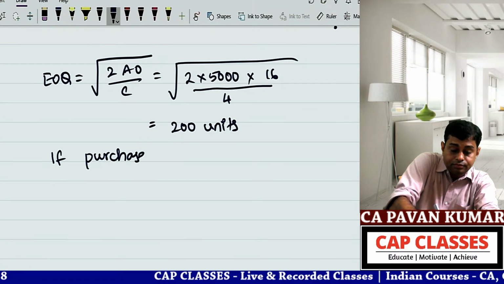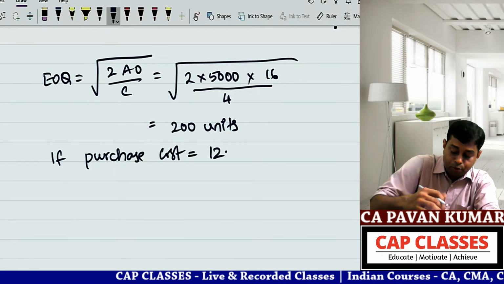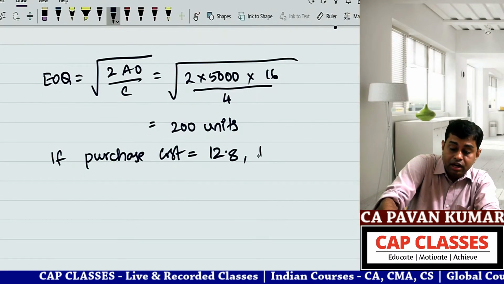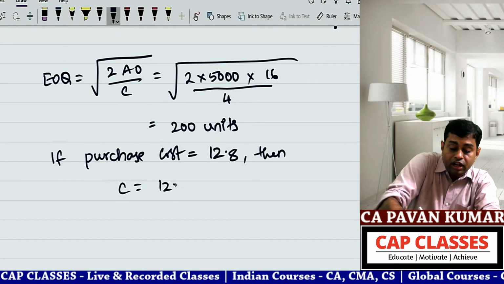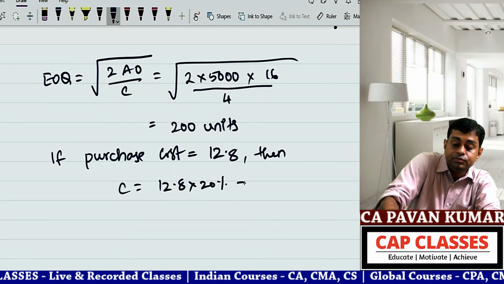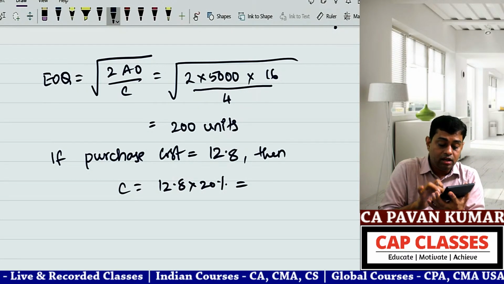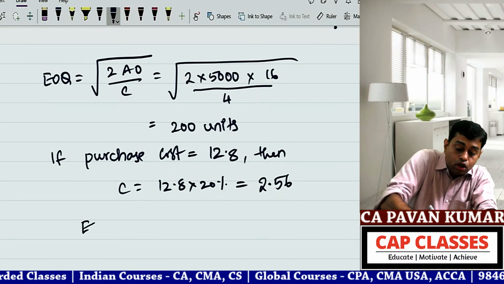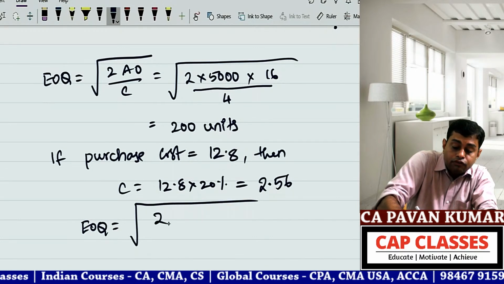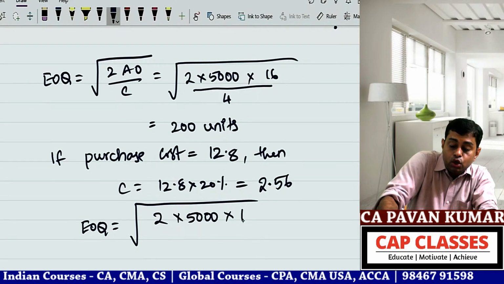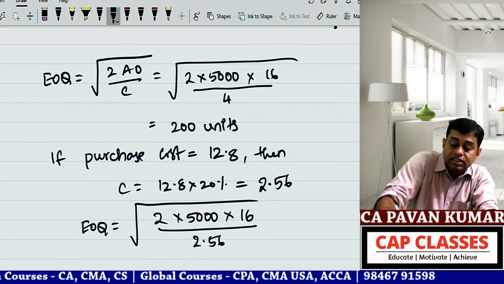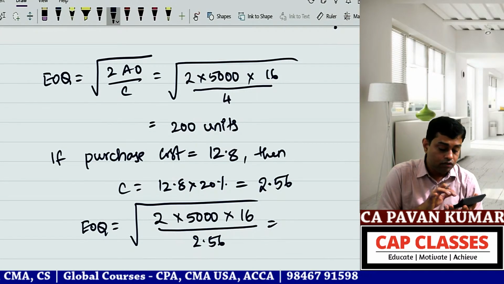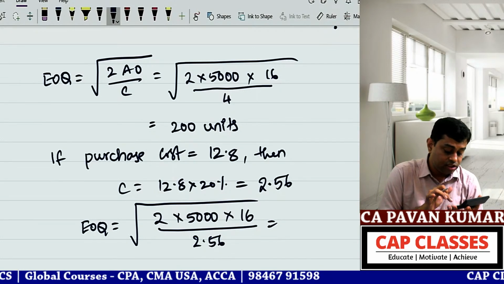If purchase cost is 12.8, then carrying cost will be 12.8 into 20%. Calculate, 2.56. Therefore, new EOQ is equal to square root of 2 into 5,000 into 16 rupees divided by 2.56. Can you tell me what is the answer? Correct. Very good. 2 into 5,000 into 16 divided by 2.56, square root.